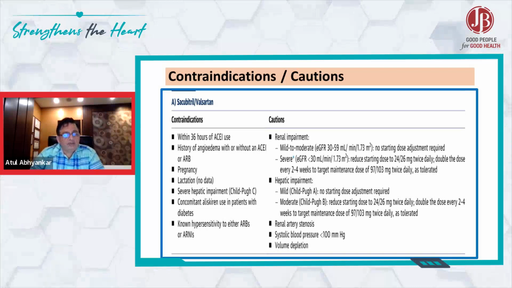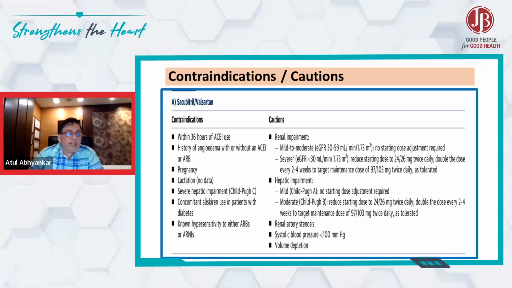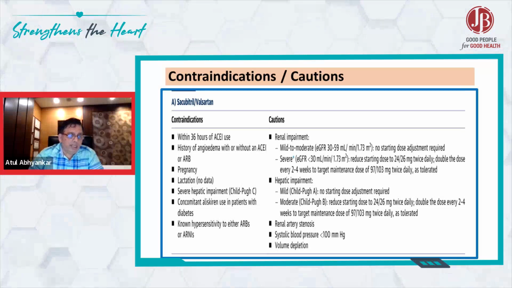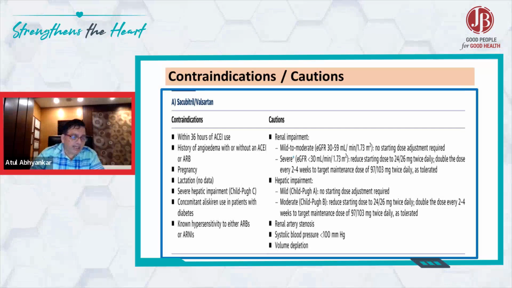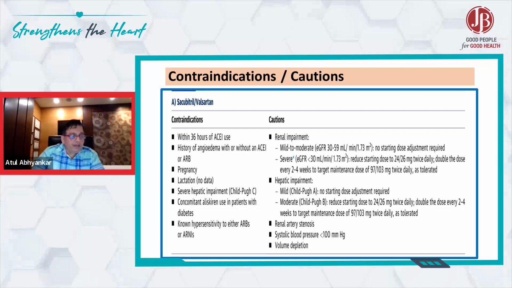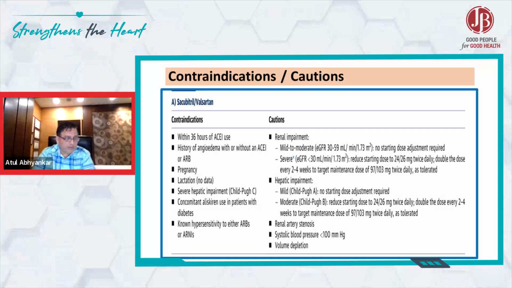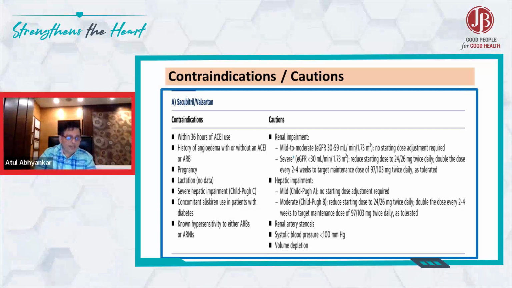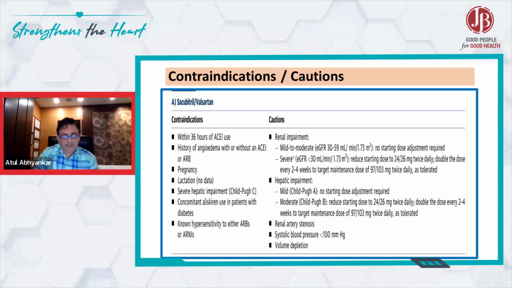If the person is already taking an ACE inhibitor, you should wait for 36 hours after withdrawing it. If the patient has a history of angioedema with or without an ACE inhibitor previously, it is not indicated. In pregnancy and lactation, there is no data about it. In severe hepatic impairment, of course, it is not to be used. Also avoid concomitant use of aliskiren and any other hypersensitivity, especially to ARNI.